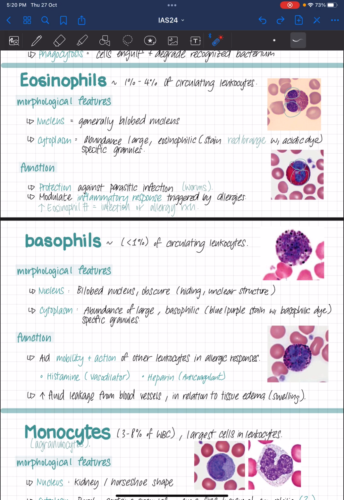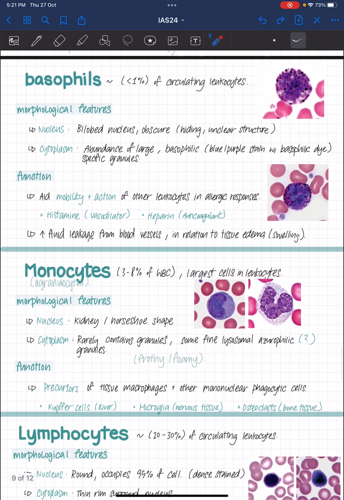The function of these is to protect against parasitic infection and to modulate inflammatory responses that are triggered by allergies. So in a blood-stained sample, if you see a lot of eosinophils, then maybe this person is undergoing a parasitic infection or they are having an allergic reaction. And next, we talk about basophils. Basophils are the least amount of circulating leukocytes, less than 1%.